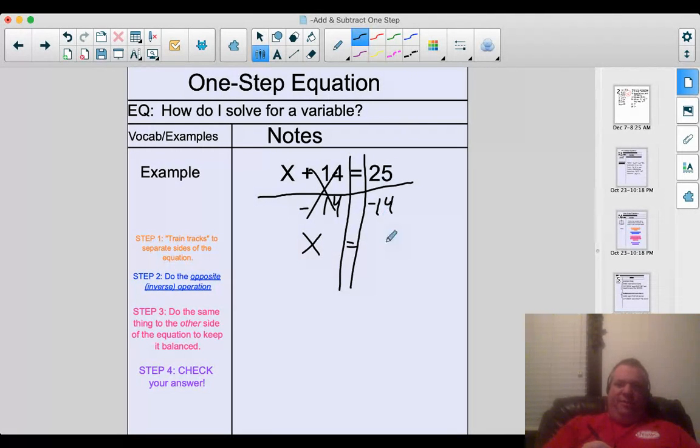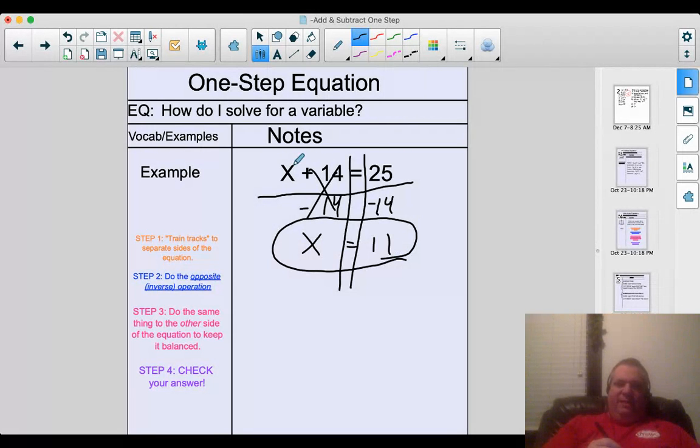So 25 minus 14 is 11. Okay, so I get x equals 11. If I want to check my answer, the way I can do that is take what I got and do the evaluating stuff that I did before. So I'm just going to plug it in for x and make sure this is true.